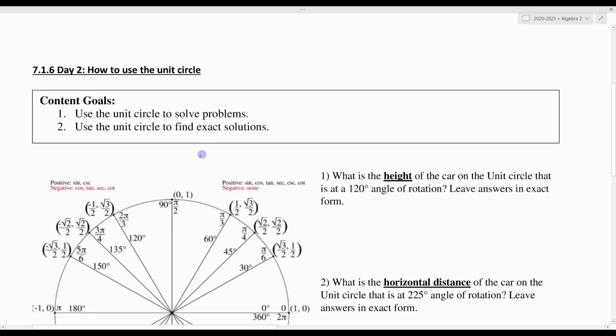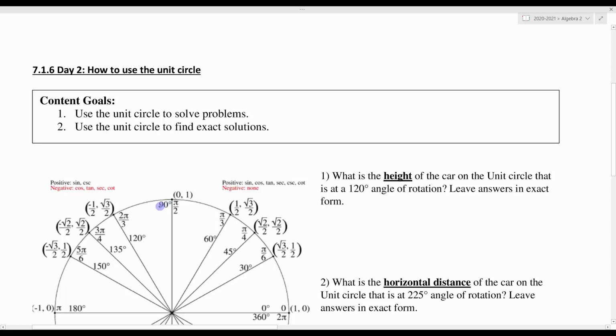All right, so now that we have built this thing and we have all of this information on the unit circle, we want to use it to find solutions to problems. So I might ask you questions about the height at a particular position, or the coordinates, the horizontal distance at a particular position. I might give you a height that you're at and ask you to find the angle, either in radians or degrees, right?